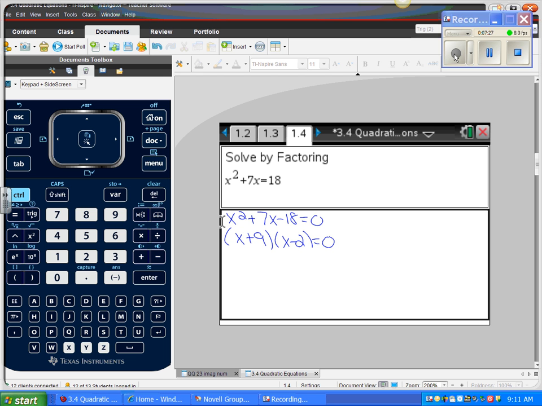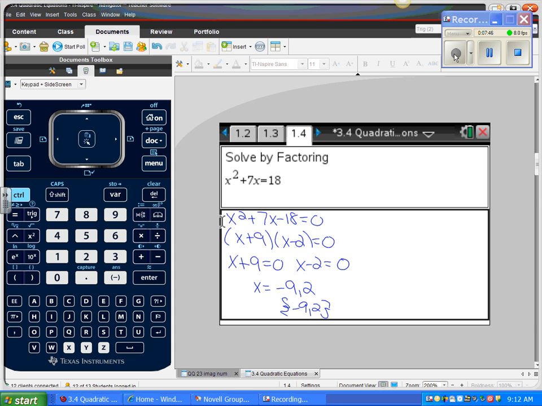Okay, now what? Zero product rule. Thank you. x plus 9 equals 0. x minus 2 equals 0. And the answer is? Awesome. How many people got this right? Show of hands. Okay, nice job.